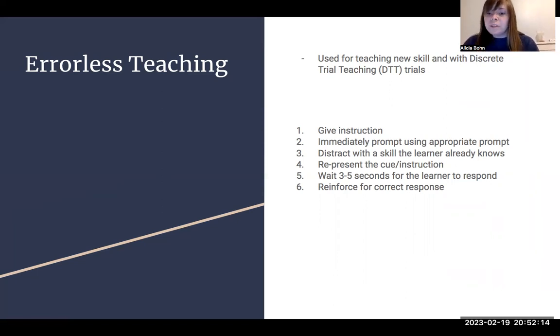You're going to distract with a skill that the learner already knows. So, do this. They already know how to touch nose, so they engage in that, and then you go back to the skill that they're working on. You represent the cue and instruction, clap hands, wait for them to initiate, and then reinforce the correct response. Errorless teaching is specifically for new skills. This should not be used for mastered items, although you do want to use mastered skills for that distractor.